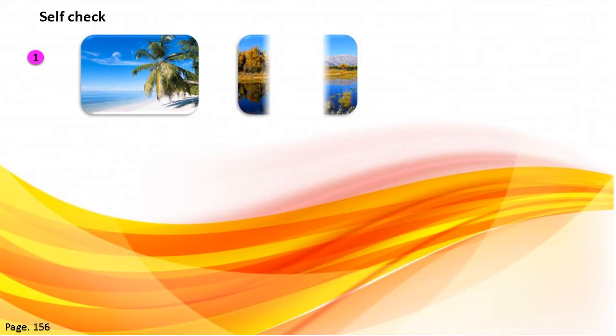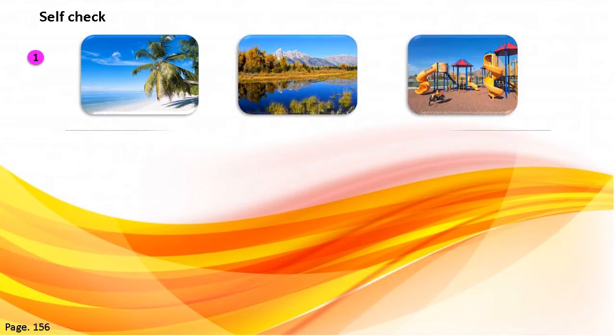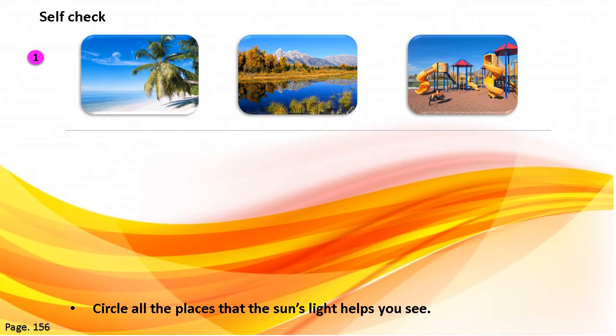Moving on to page 156 in our science book, where we will have our self-check. And for question number 1, we will see pictures of different places. And our question is to circle all the places that the sun's light helps you see. So what do you think? Great job! Let's circle the three pictures. The sun's light in these three pictures help us see things clearly.